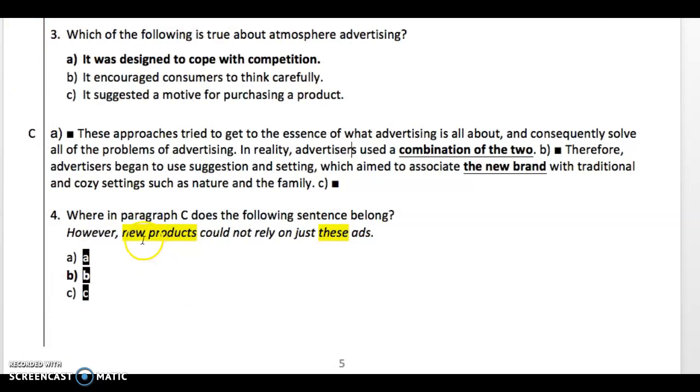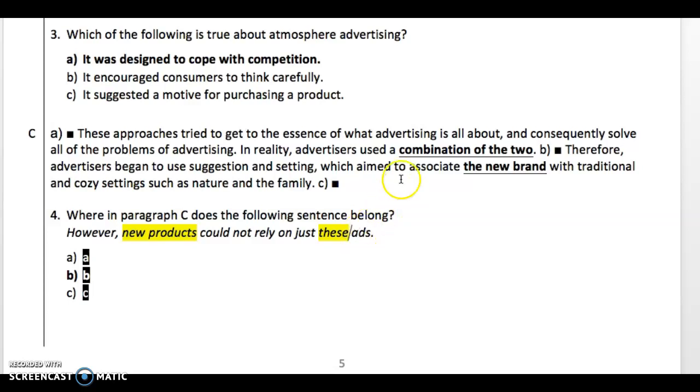As I explained in one of the previous videos, in such questions you need to pay attention to the determiners and pronouns or nouns in general. So here we have these and new products. So before this sentence, the sentence must contain information about new products and these.